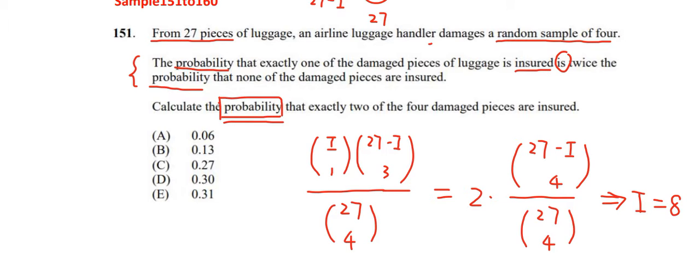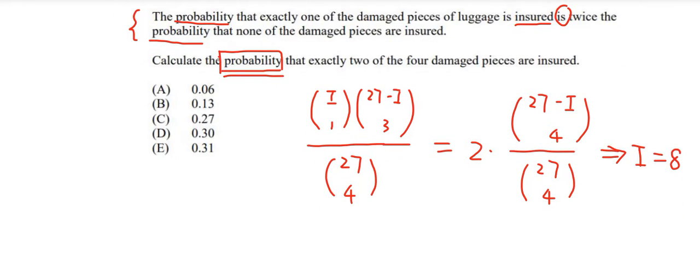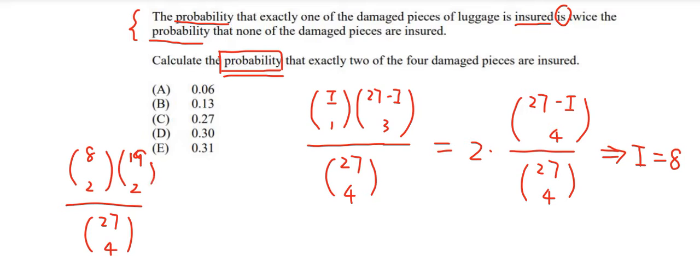The probability that exactly 2 of them are insured equals this: from 27 we pick 4 randomly, so from the insured we pick 2, and from the not insured, oh I'm sorry, 19, right? Not insured 19, pick 2. Okay, so this is the answer.